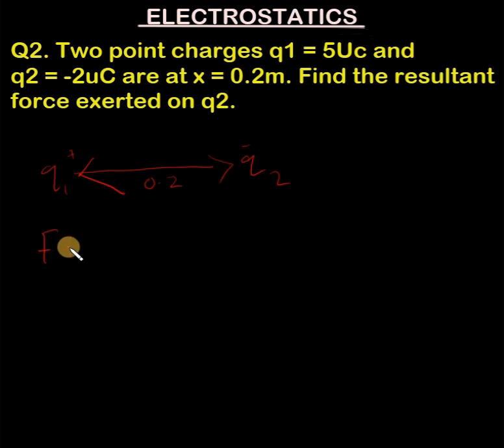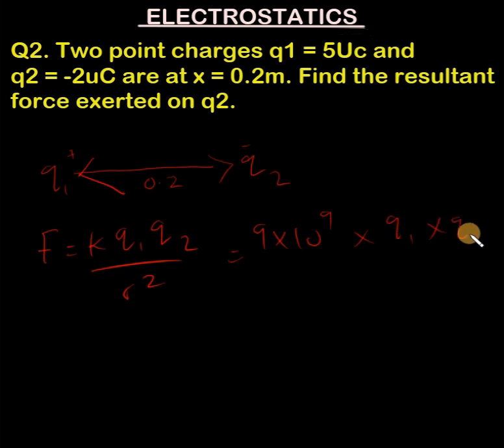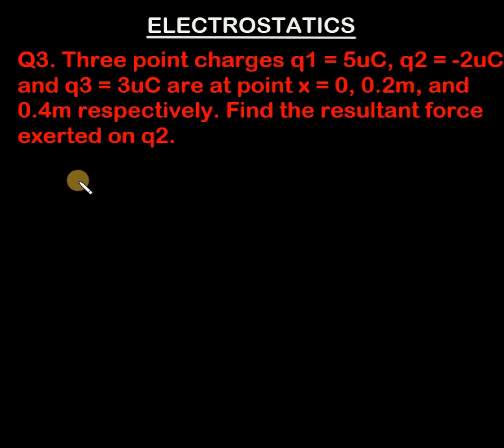Using our Coulomb's law formula, which is F equals KQ1Q2 over r squared, with 9 times 10 raised to power 9 for the constant of proportionality, the value of Q1 times the value of Q2 over our distance squared. Now, our final answer using our calculator is going to be 2.25 Newton.